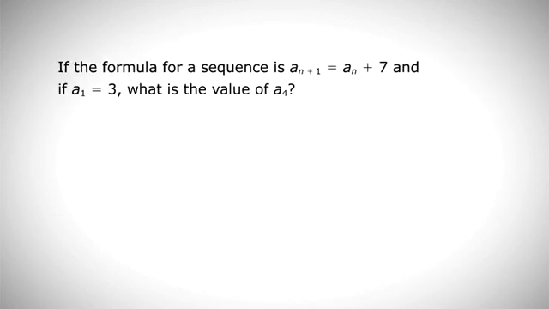Let's use what we've just learned about sequences to find the value of A sub 4 in the following example. If the formula for a sequence is A sub n plus 1 equals A sub n plus 7, and if A sub 1 is equal to 3, what is the value of A sub 4?